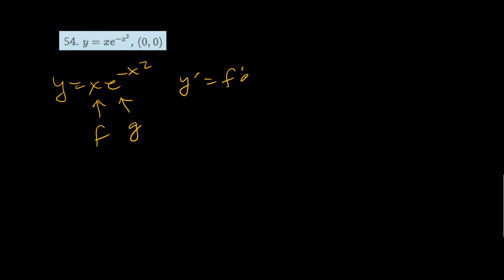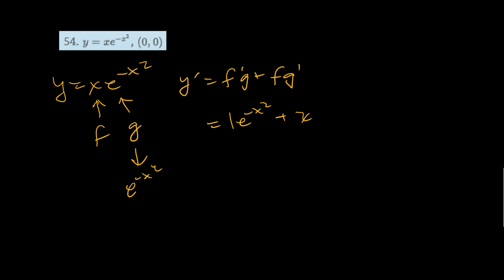All right, so let's try another one that involves a couple of different things. We have y equals x times e to the negative x squared, at 0, 0. So we have two functions, f and g. So y prime will be f prime g plus f g prime. We get f prime, the derivative of x, which is 1, times g, e to the negative x squared, plus f, which is x, times g prime, where g is e to the negative x squared.